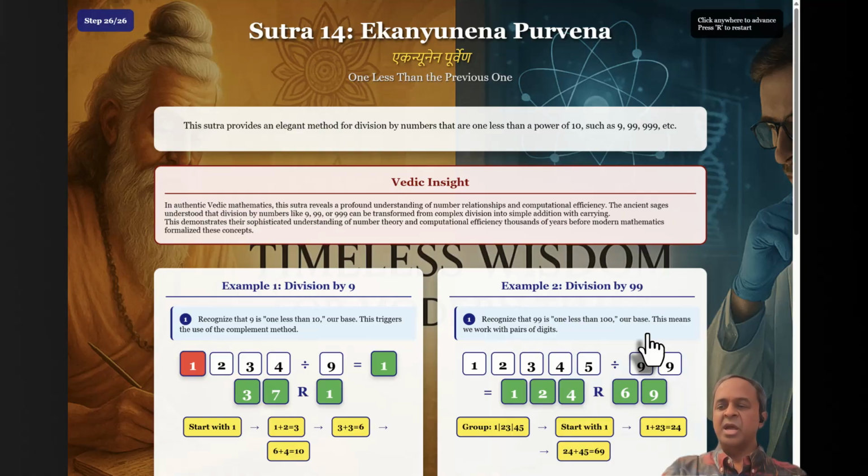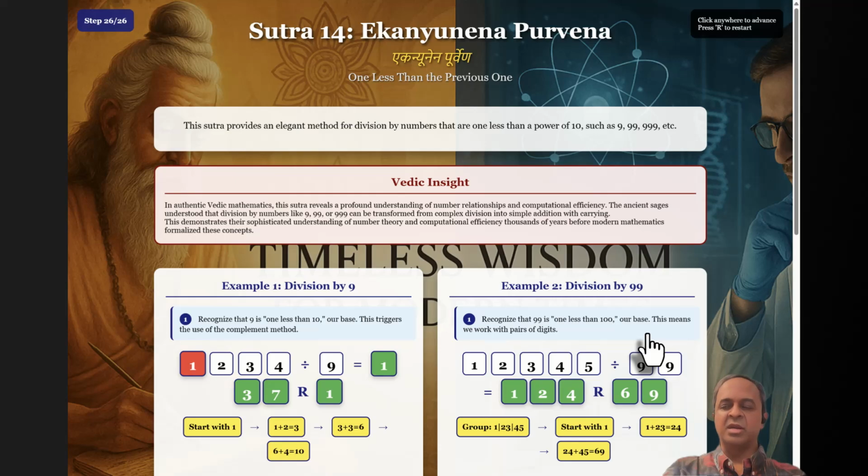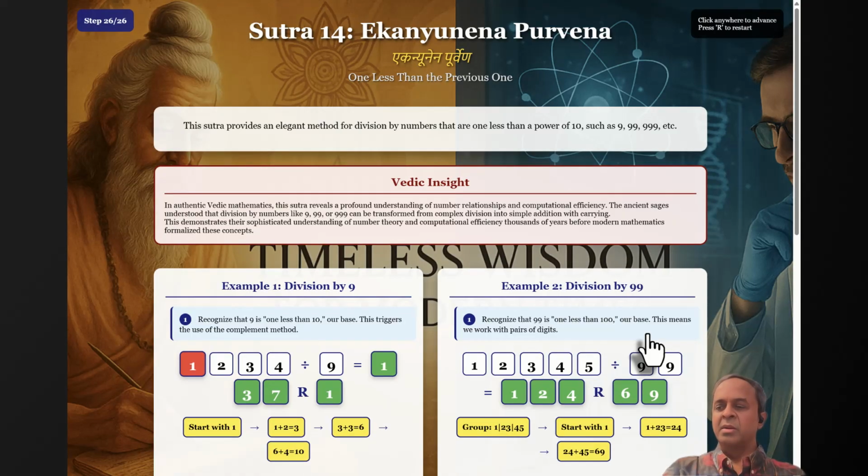So, this completes our journey through the 14 fundamental sutras of Vedic mathematics, each offering unique insights into the elegant patterns underlying mathematical operations. These sutras represent a holistic system of mathematical thinking that continues to offer valuable insights and efficient methods for modern computation.